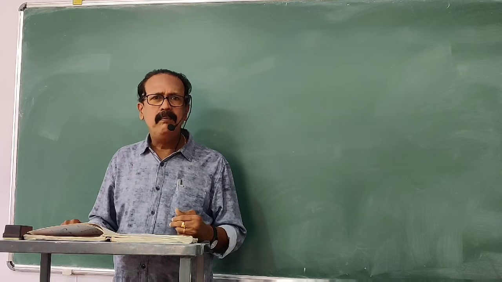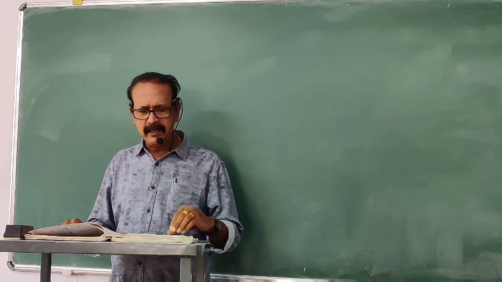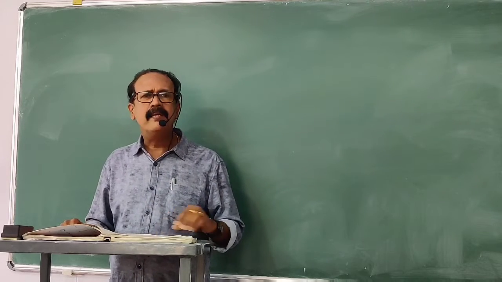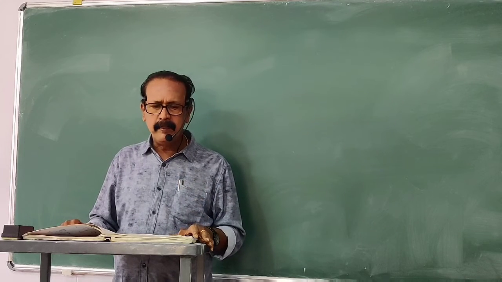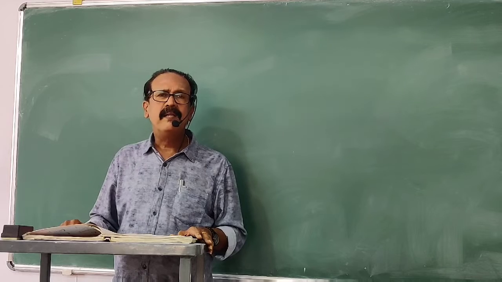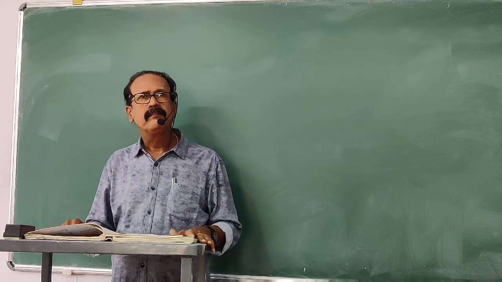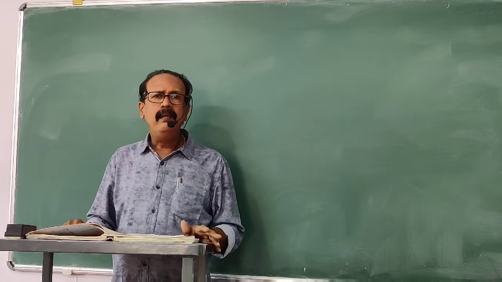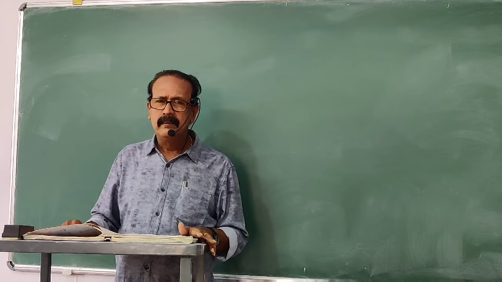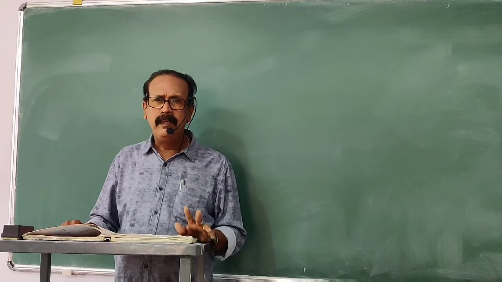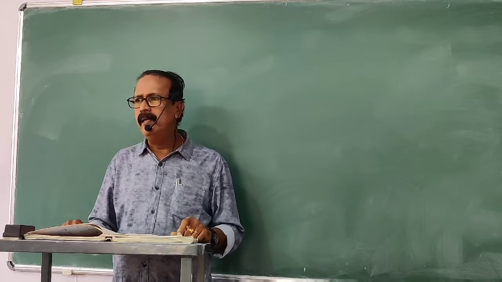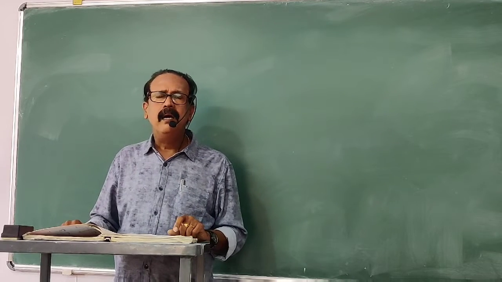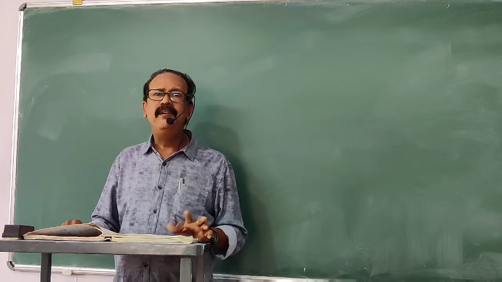So for the B batch as well as the A batch, I am starting the chapter combinedly. Chapter 10, light, reflection and refraction. Regarding the nature of light, there were two theories. One is Newton's corpuscular theory and the other is the Huygens theory.